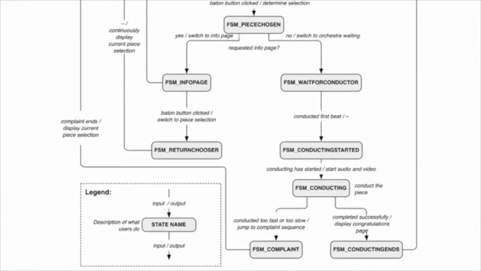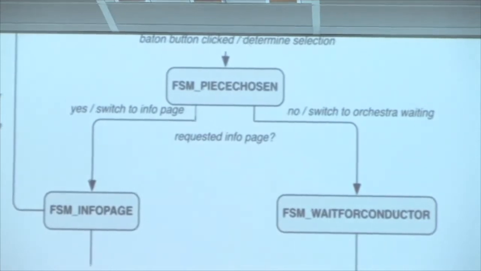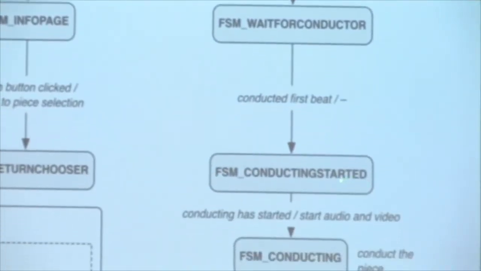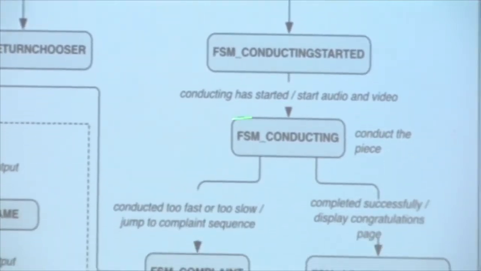Now, if we go in here, user picked a piece, then if the information page was requested, we show the information page. From that, we get back by a click to the selection screen. If they didn't want to look at the special information page, we just basically wait for the conducting to happen, because now the orchestra is sitting there waiting for you to conduct. You conduct your first beat. We enter the state, and conducting has started. We start the audio and video, and we are now in a continuous state where the piece is being conducted.